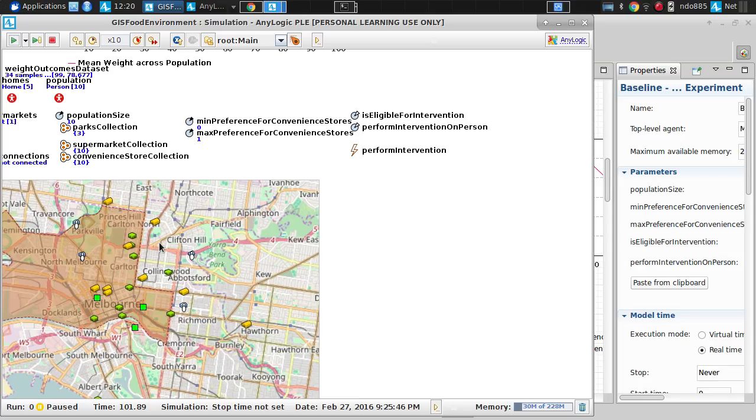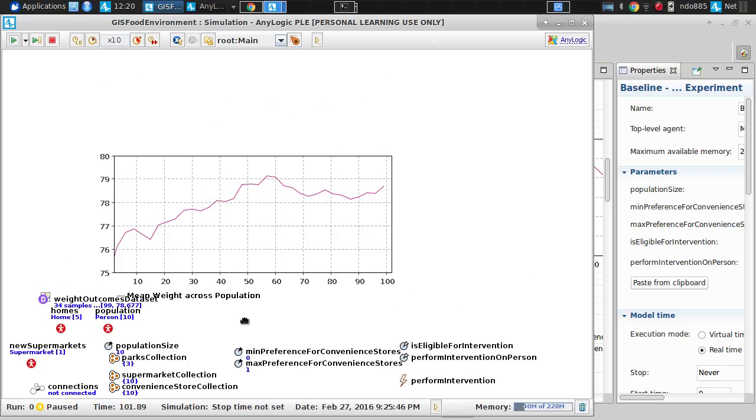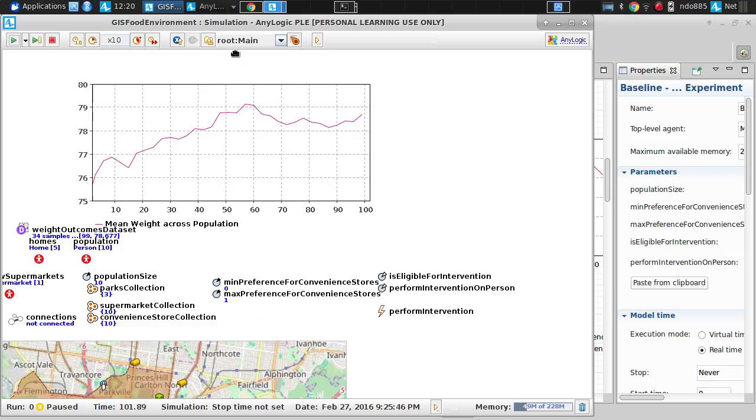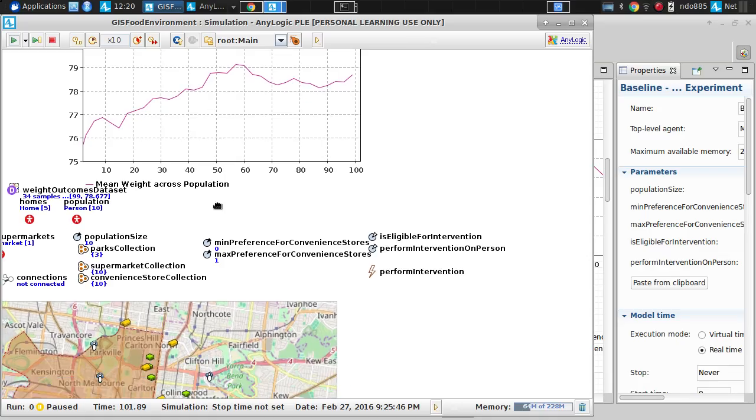So this is a depiction of their weight status. We do see a different shape associated with them. And if you scroll up in this, what you can see is some illustrations of the mean weight across the population summarized here.